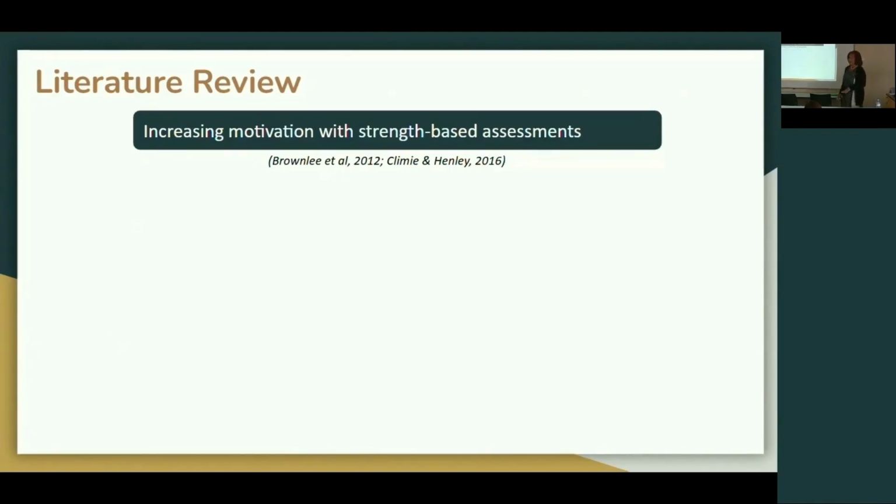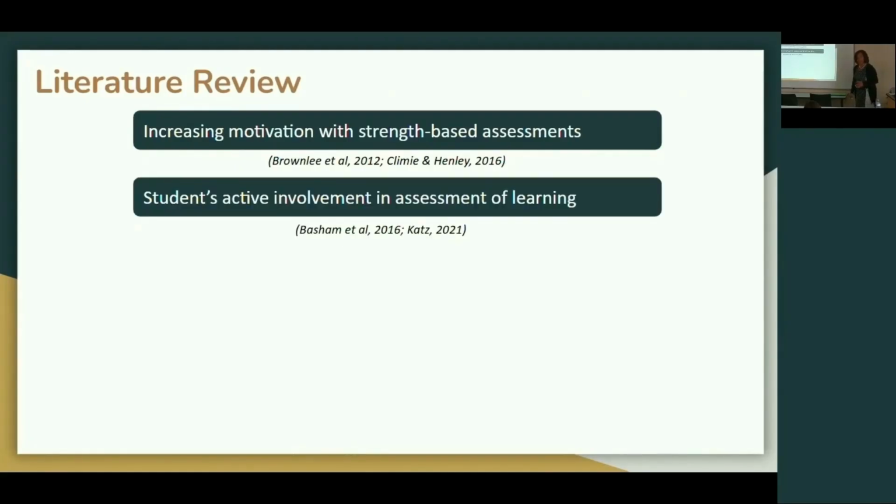However, Brownlee's study found that when students have the opportunity to co-create their own strength-based learning profiles or learning plans, they increase their awareness of their learning skills and abilities. And then also, Katz and Basham also found that when students are involved in the assessment process, they have a deeper understanding of their strengths and needs.